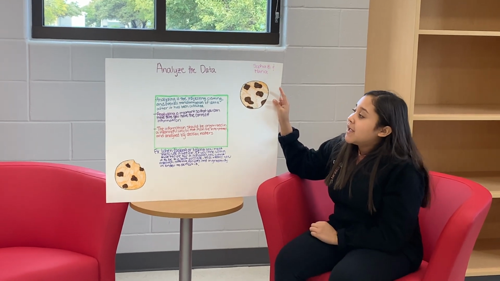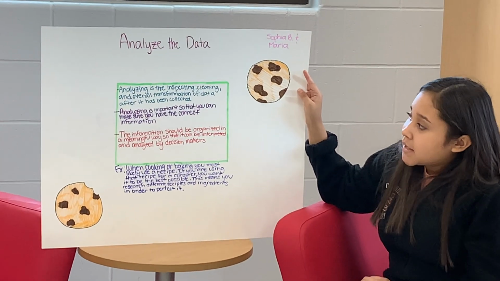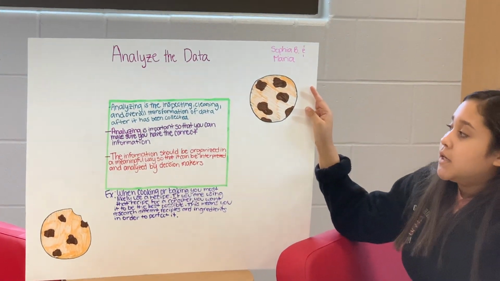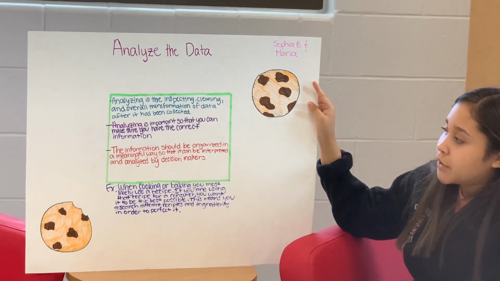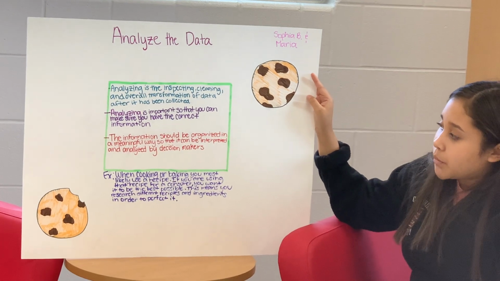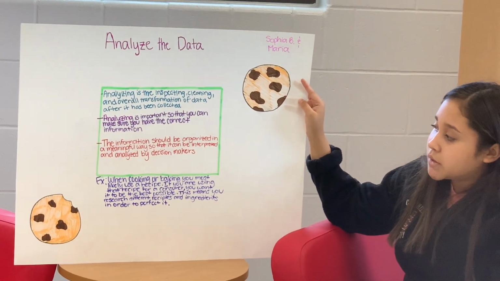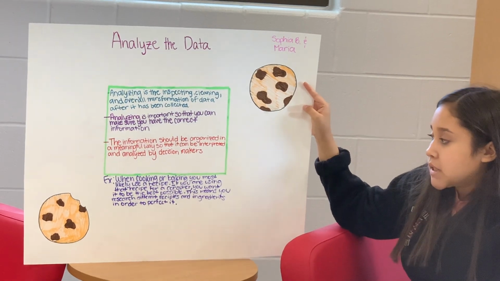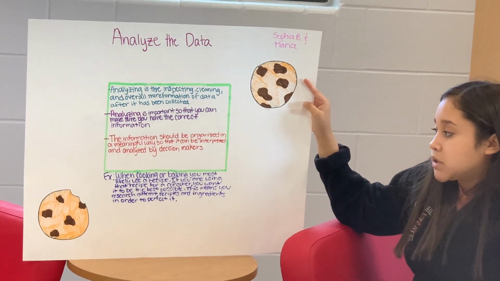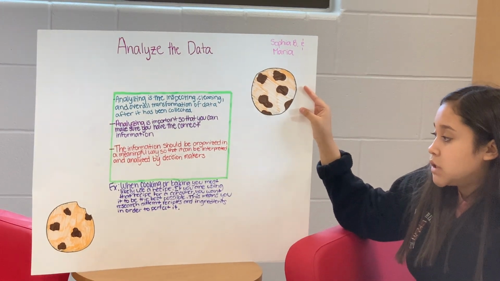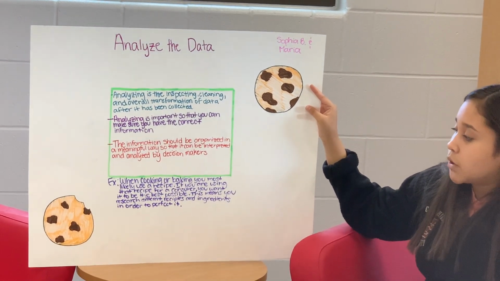Analyzing the data. Analyzing is the inspecting, cleaning, and overall transformation of data after it has been collected. It's important so that you can make sure you have the correct information and should be organized in a meaningful way so it can be interpreted and analyzed by decision makers. An example of this would be when cooking or baking, you most likely use a recipe. If you're using that recipe for a consumer, you want it to be the best possible. This means you research different recipes and ingredients in order to perfect it.